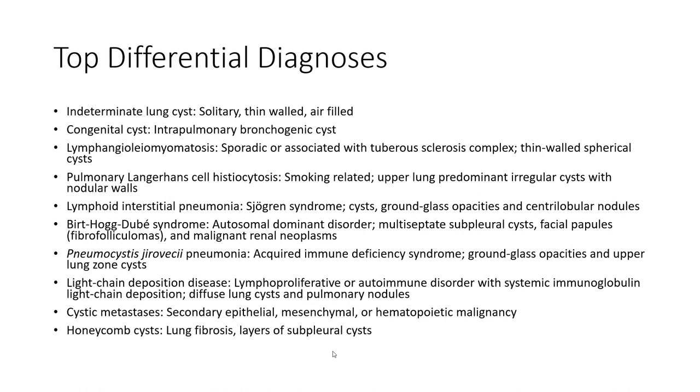Birt-Hogg-Dubé syndrome is an autosomal dominant disorder with multiple subpleural cysts, facial papules, fibrofolliculomas, and malignant renal neoplasm.